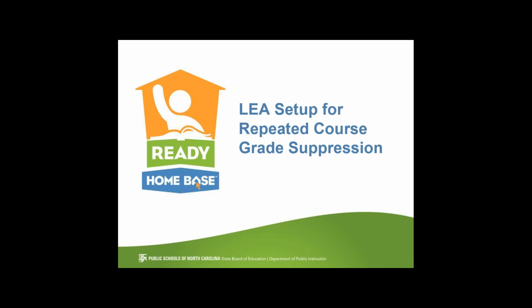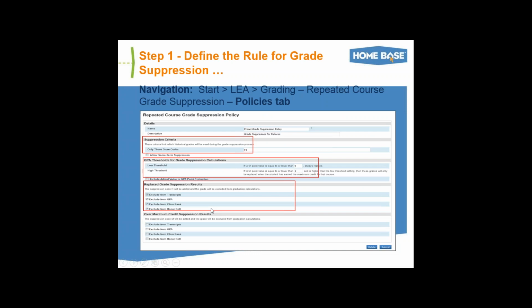So now the first step will be to set up the LEA for grade suppression. There are several steps, and luckily, this is a one-time deal only. You set this up and it's usually good to go unless you have to add some schools. So let's talk about the very first part. Beginning at the LEA level, we have to set the policy. The policy can be found at the LEA instance under grading, then click on repeated course suppression and click onto the policies tab.